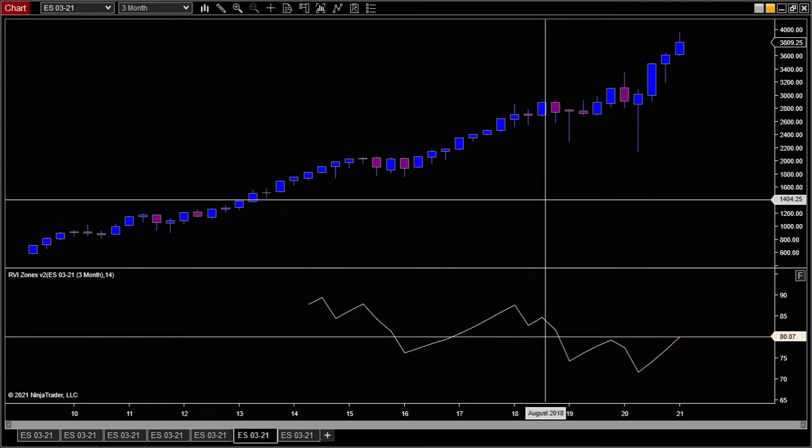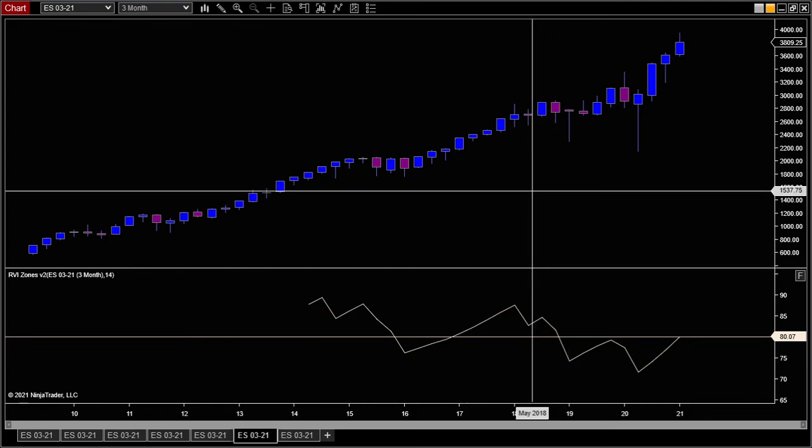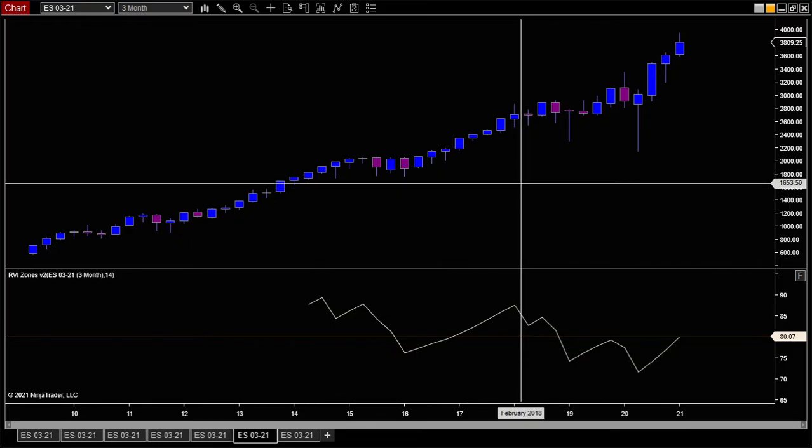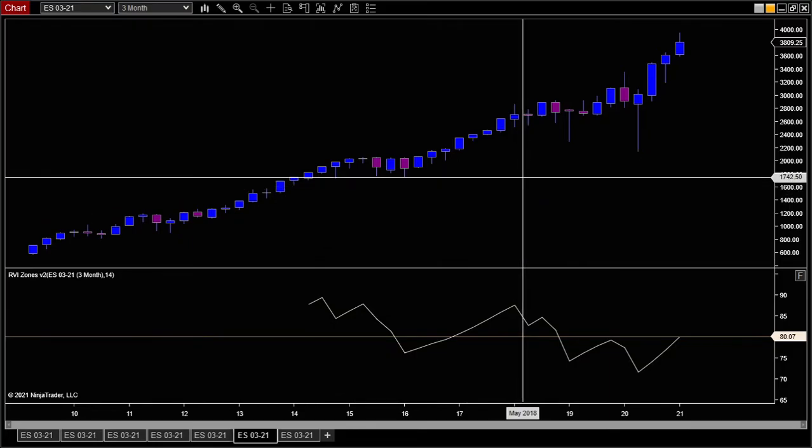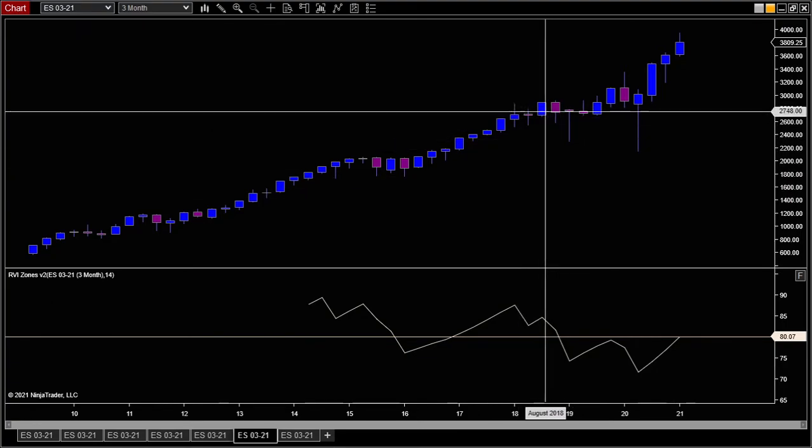So what I want to do today is a quick rundown from the higher time frames down to some of the more intermediate time frames, because we had the daily, the weekly, and the monthly candles all close on Friday.